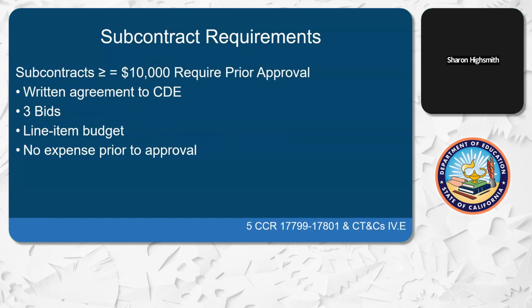Subcontracts greater than $10,000 require prior approval. Please make sure you're not paying the subcontractor prior to CDE approving the contract. We typically see this at year end, trying to pay for subcontracts before you received approval or even prior to any work being done. So please keep that in mind to get CDE approval on those.